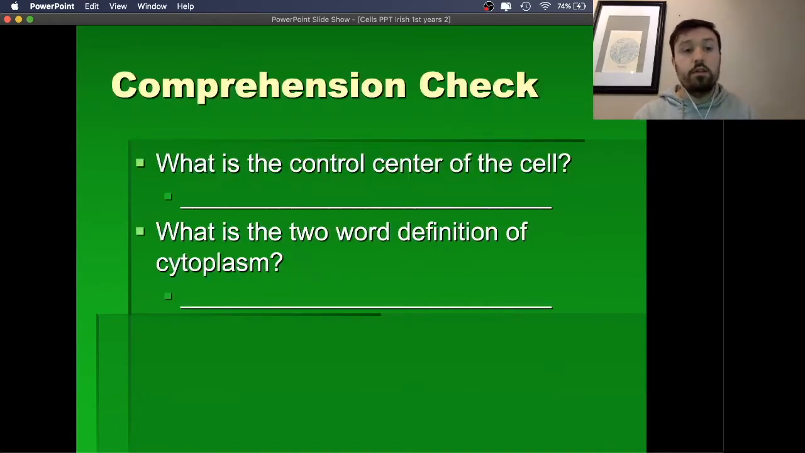So quick comprehension check, make sure you guys put these in your science copies. What is the control center of the cell? Just talked about it. And then write down what is the two-word definition of cytoplasm, okay? Two pretty easy questions.